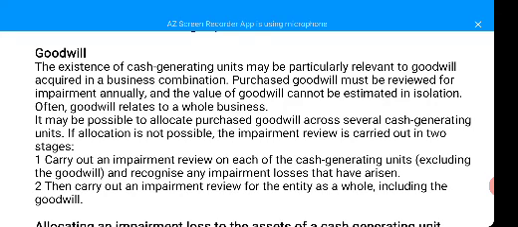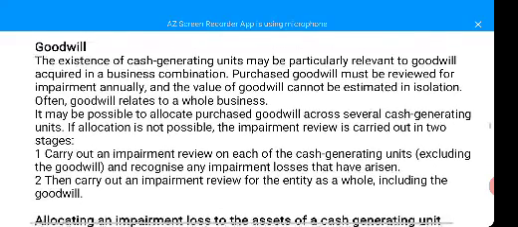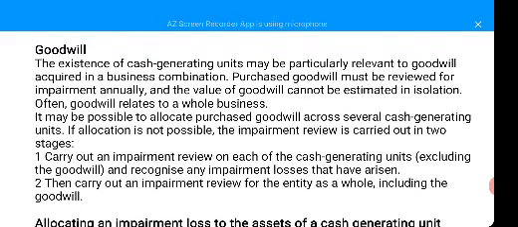The existence of cash generating units may be particularly relevant to goodwill acquired in a business combination. So the standard also prohibits internally generated goodwill, except goodwill from a business purchase. Purchased goodwill must be reviewed for impairment annually, and the value of goodwill cannot be estimated in isolation. That means goodwill is an intangible asset. You cannot measure it differently from the whole group of assets of that company.